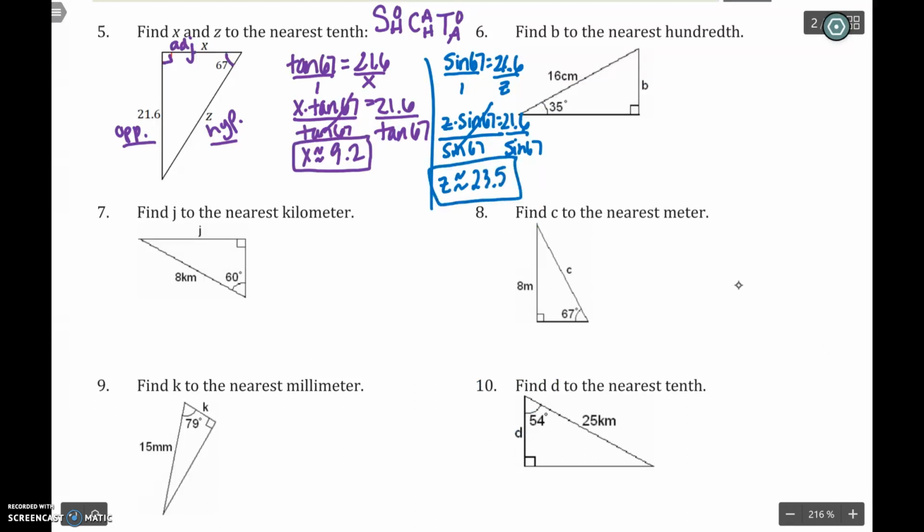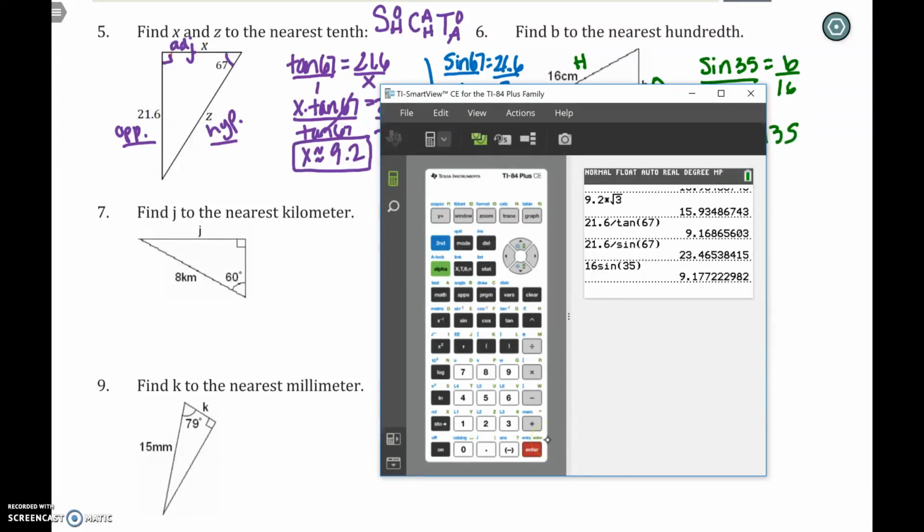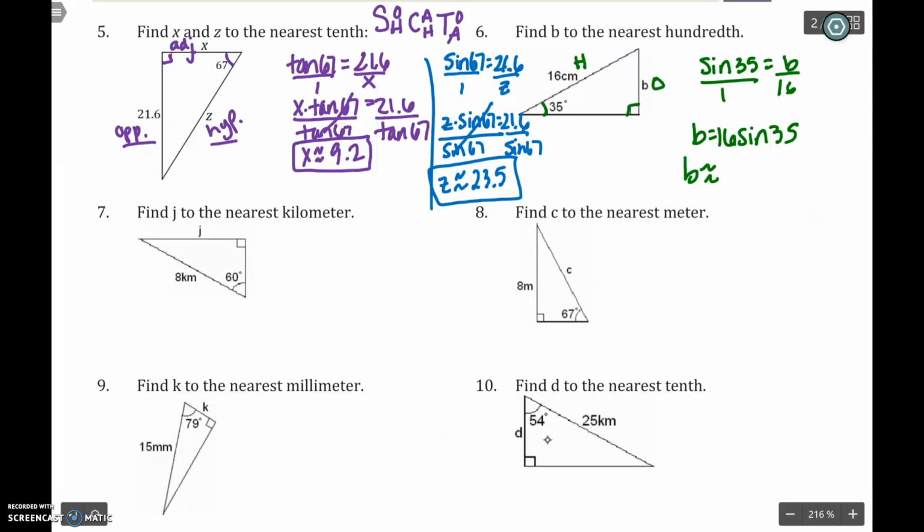Okay. Number 6, this is your angle 35. We're dealing with the opposite and the hypotenuse, so that's sine. So sine of 35 equals b over 16. We'll cross multiply and get b equals 16 sine 35. And to the nearest hundredth, that would be 9.18.